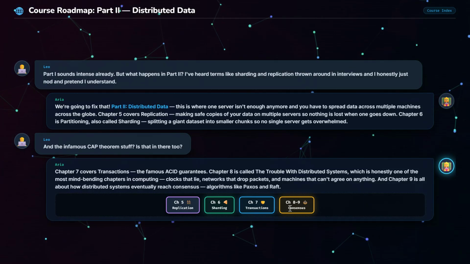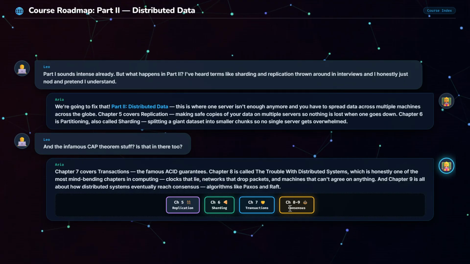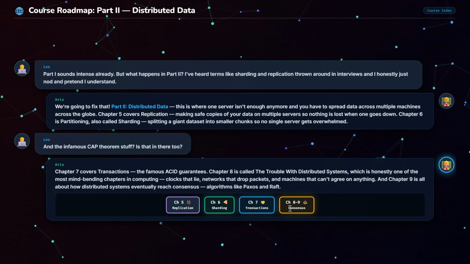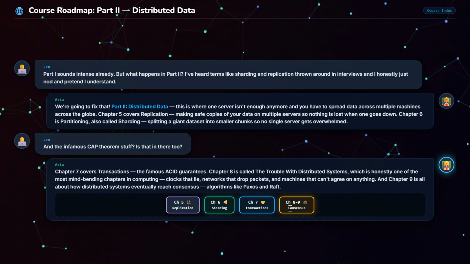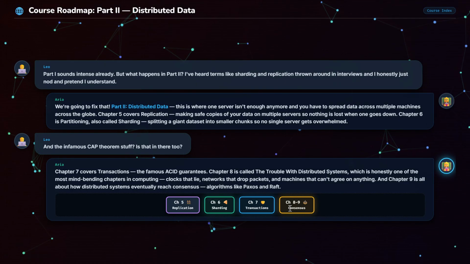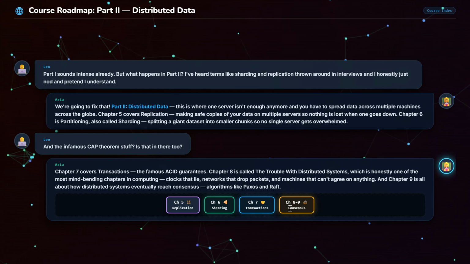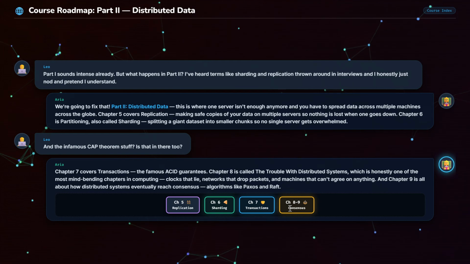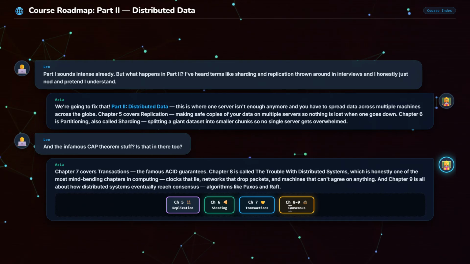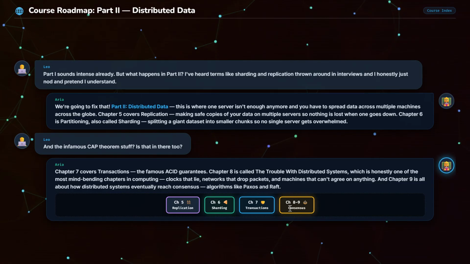Chapter 8 is called The Trouble with Distributed Systems, which is honestly one of the most fascinating chapters in all of computing. It covers clocks that drift and lie, networks that silently drop packets, and machines that cannot agree on anything. And Chapter 9 shows how distributed systems can eventually reach consensus using algorithms like Paxos and Raft. These are the algorithms powering Google Spanner and etcd.